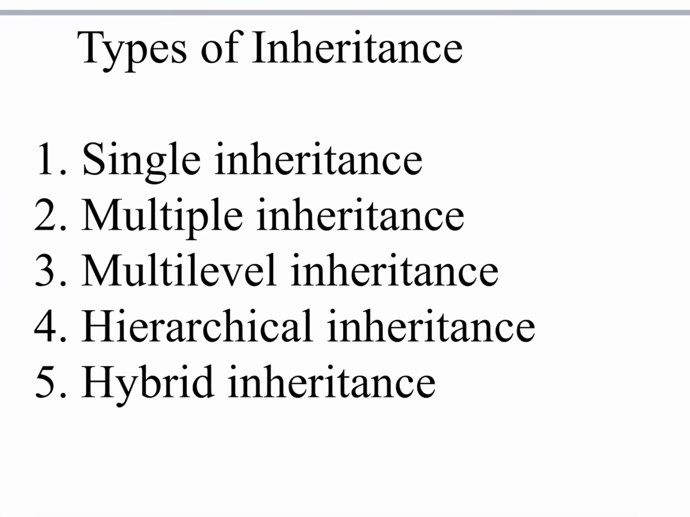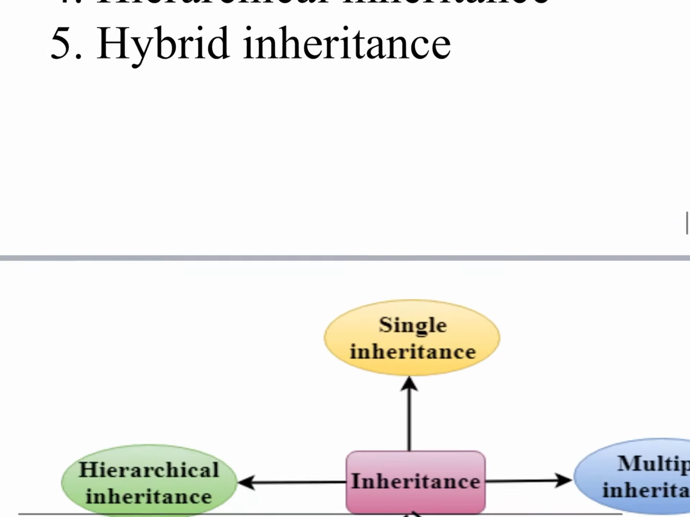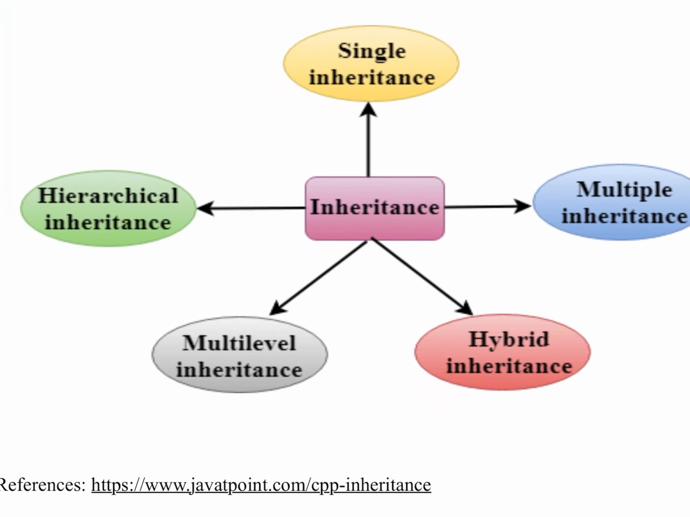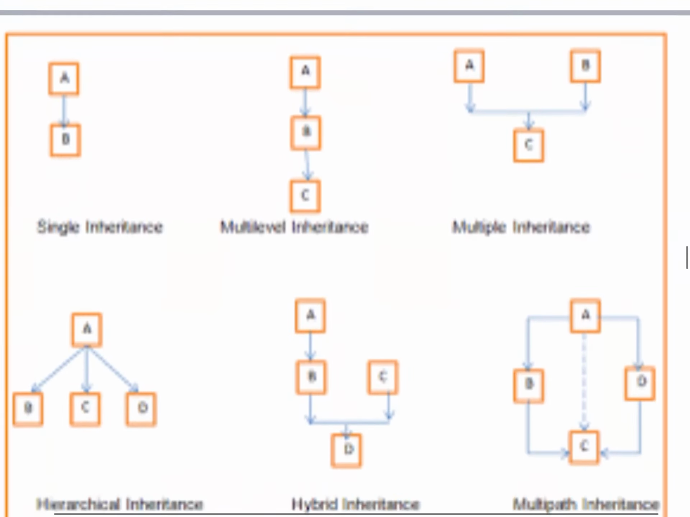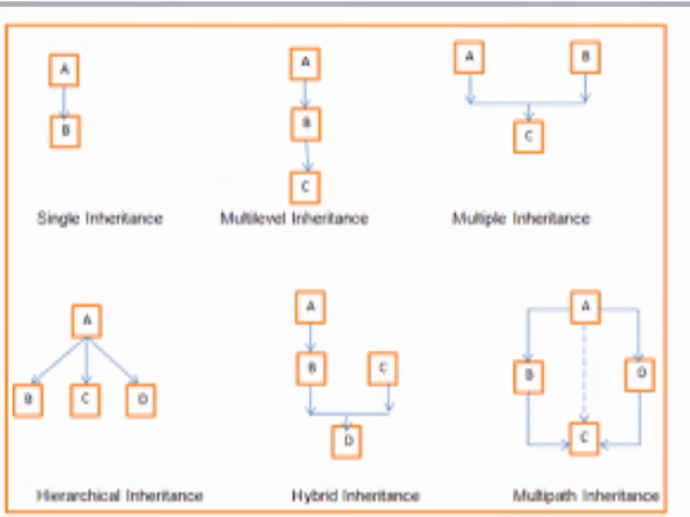Let us list out the types of inheritance. We will learn the details in the next video. First, single inheritance. Second, multiple inheritance. Third, multi-level inheritance. Fourth, hierarchical inheritance. Fifth, hybrid inheritance. This is the graphical representation of the types of inheritance. Technically we can show the base class and derived class: A is a base class, B is a derived class. So these are the multiple forms of inheritance that we will learn in the next video.